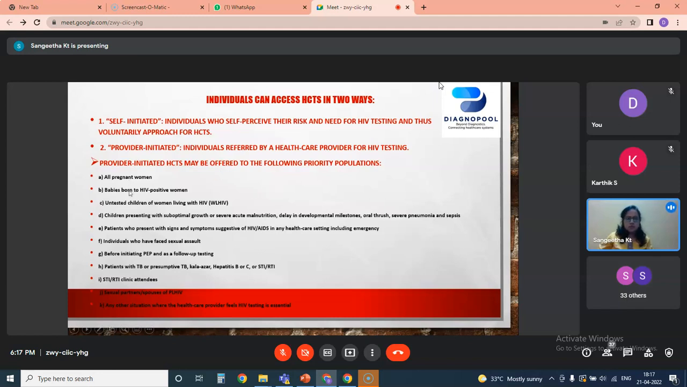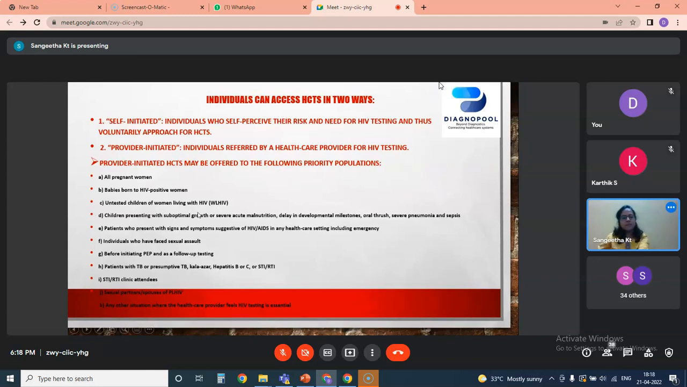For example, all pregnant women, babies born to HIV-positive women, untested children of women living with HIV, children who are presenting with suboptimal growth or severe acute malnutrition, patients who present with signs and symptoms suggestive of HIV or AIDS in any healthcare facility, individuals who have faced sexual assault before initiating post-exposure prophylaxis and as a follow-up testing, patients with TB or presumptive TB, hepatitis B, C, sexually transmitted infections, sexual partners or spouses of people living with HIV, or any other situation where a healthcare provider feels that HIV testing is essential. So these are the ones which have been listed down by NACO, that is the National AIDS Control Organization.